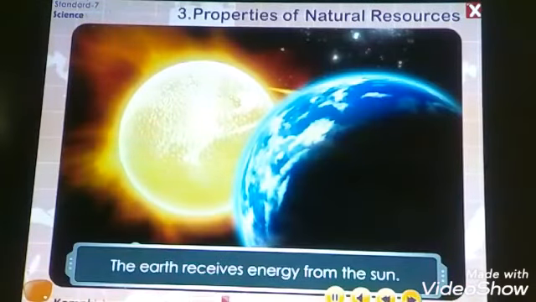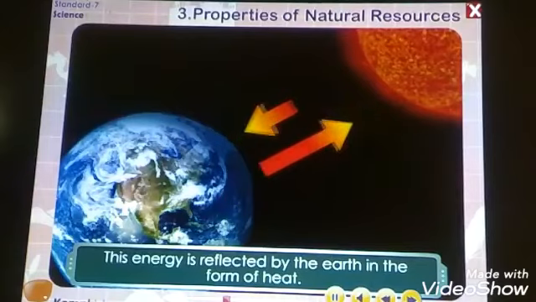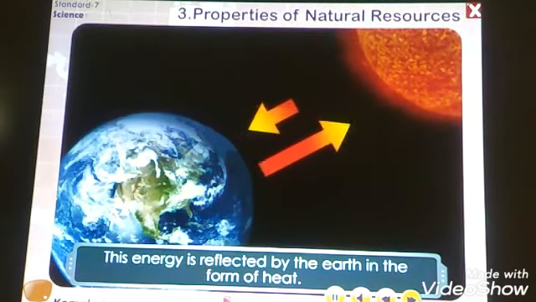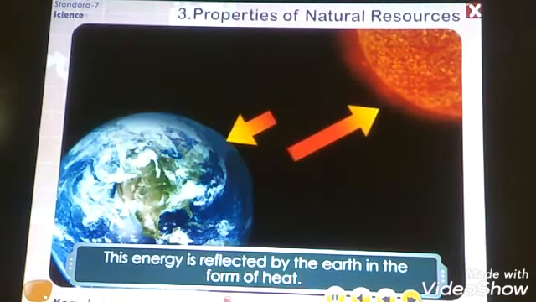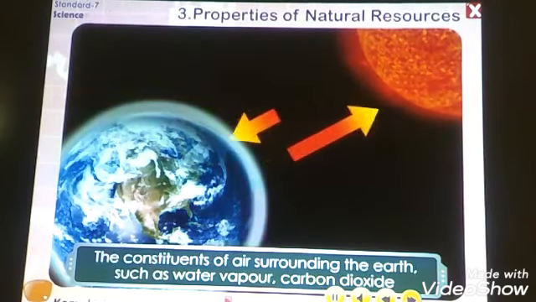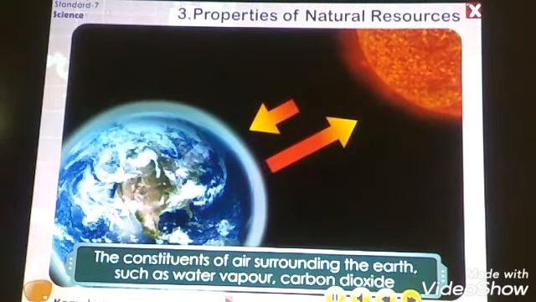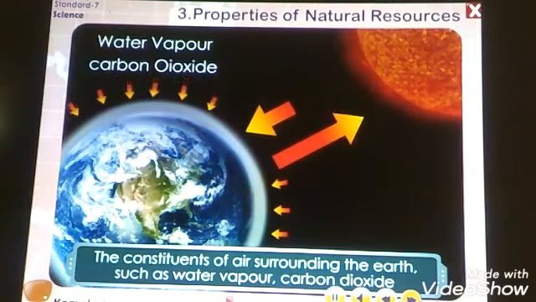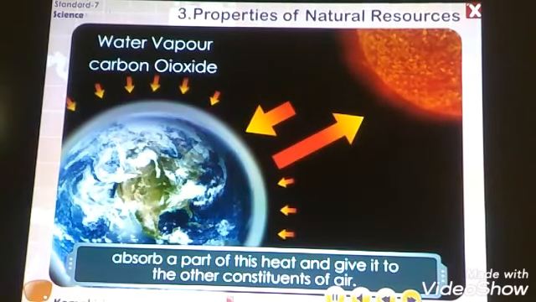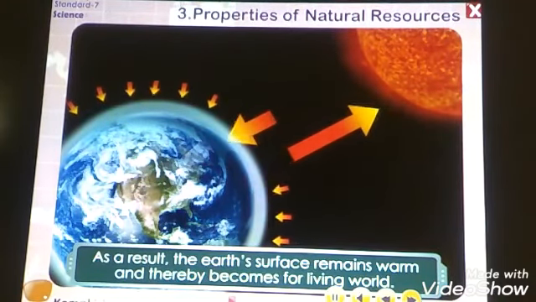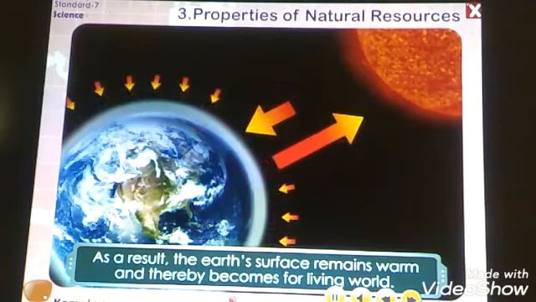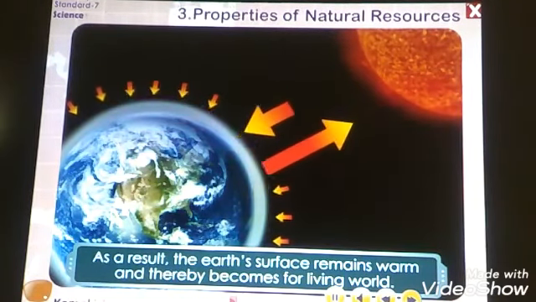Temperature regulation. The earth receives energy from the sun. This energy is reflected by the earth in the form of heat. The constituents of air surrounding the earth, such as water vapor and carbon dioxide, absorb a part of this heat and give it to the other constituents of air. As a result, the earth's surface remains warm and thereby becomes suitable for the living world.